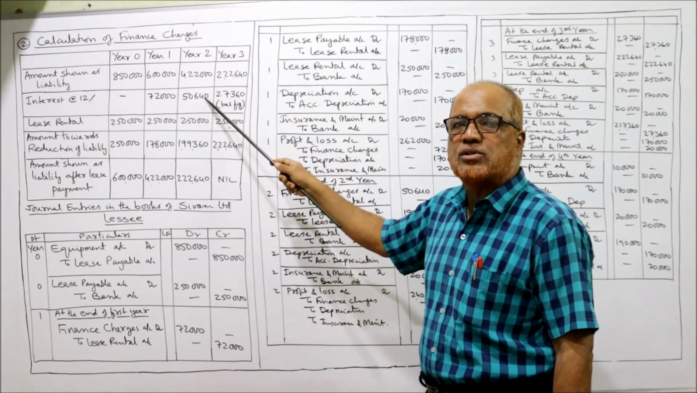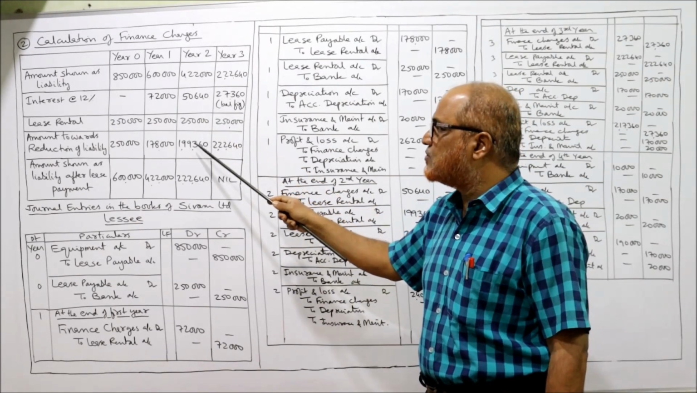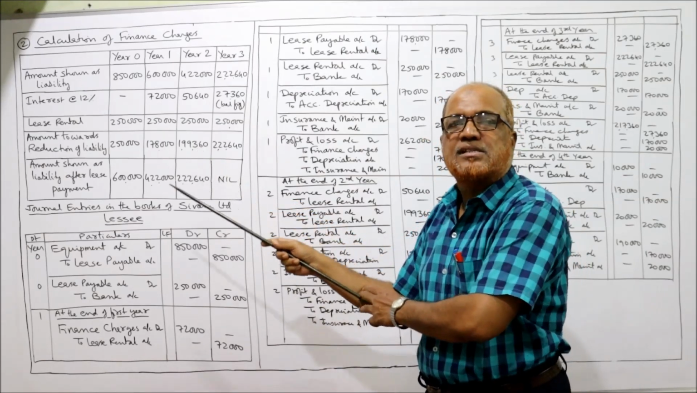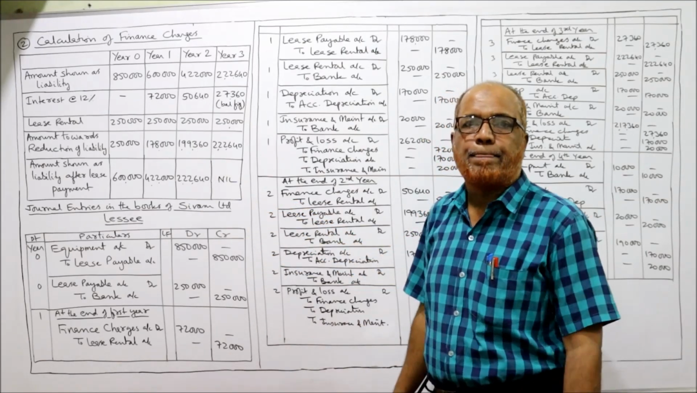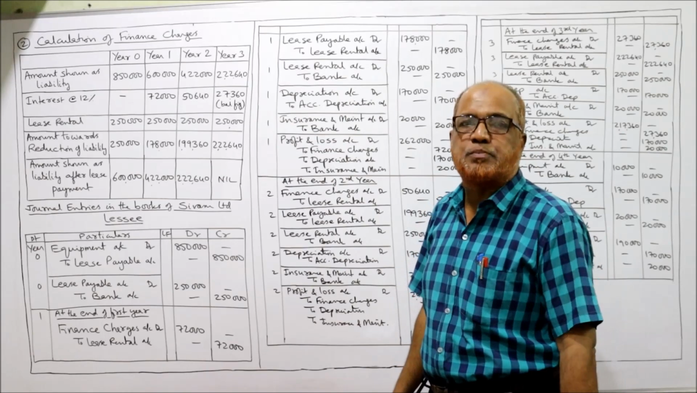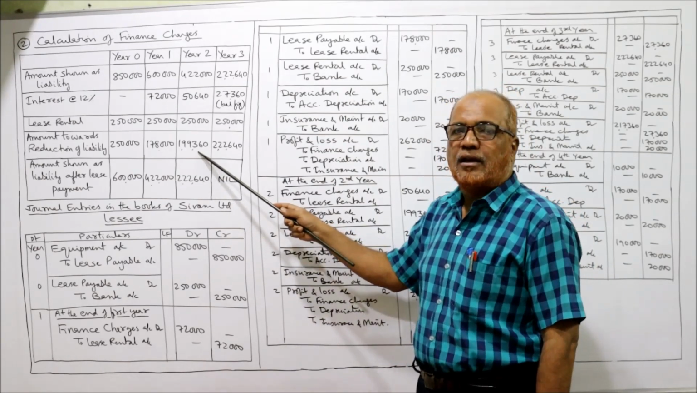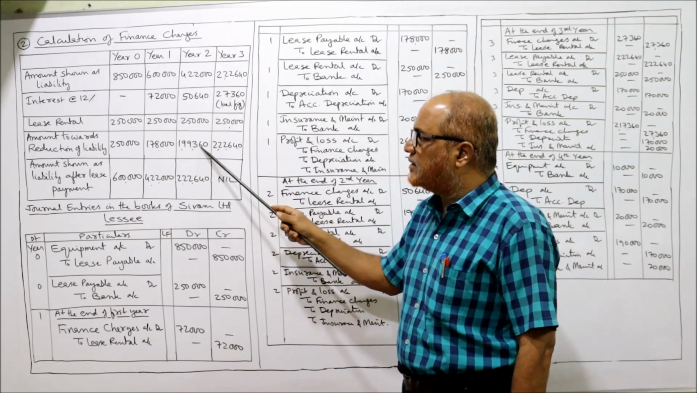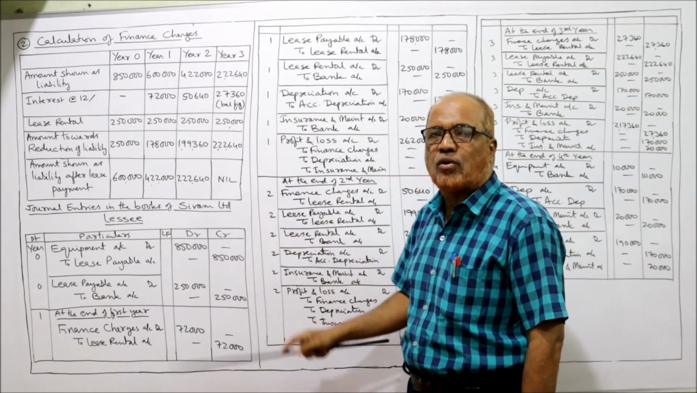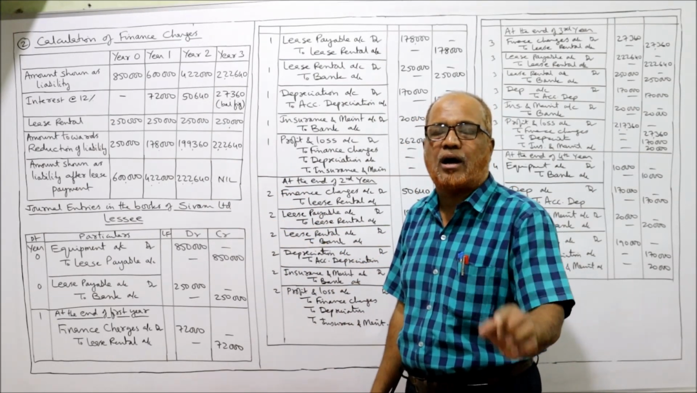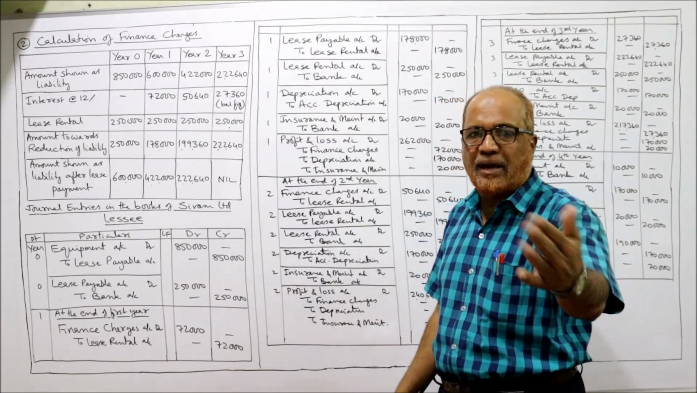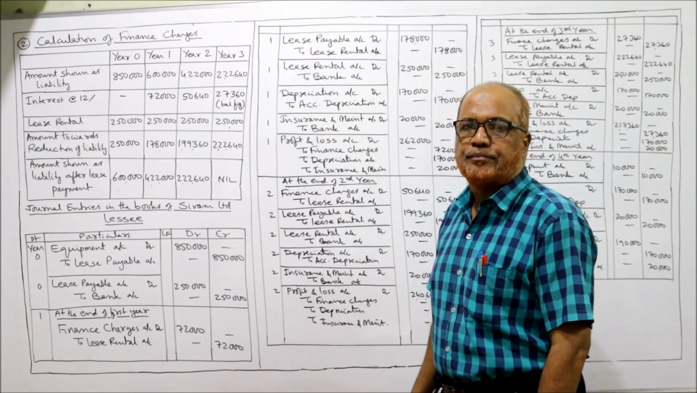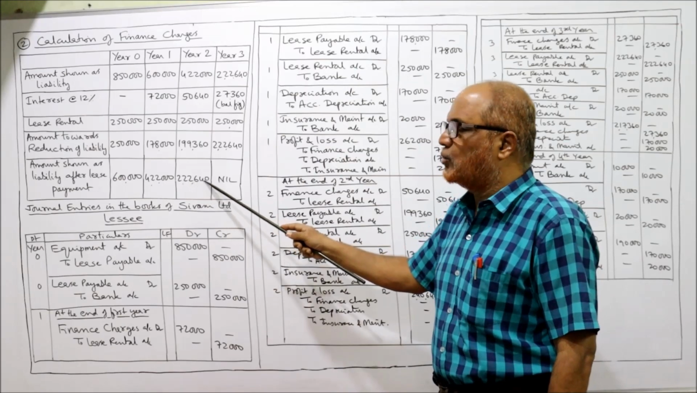So deduct 50,640, remaining balance 1,99,360. This is the reduction in liability or amount paid towards principal, 1,99,000. Now closing, 4,22,000 minus 1,99,360, 2,22,640. This is the closing outstanding liability after making the payment of lease rental. So end of second year, 2,22,640.